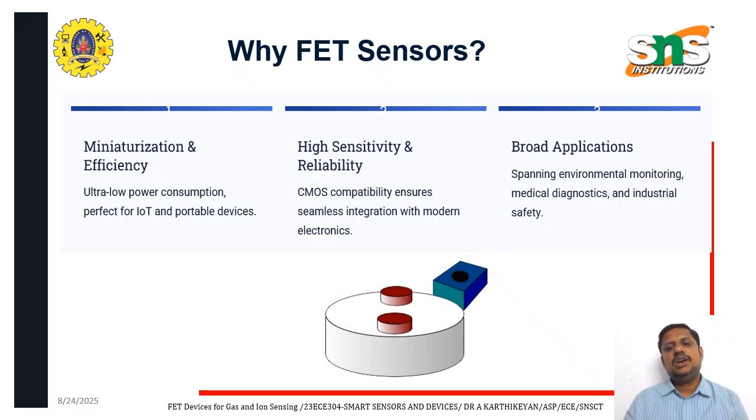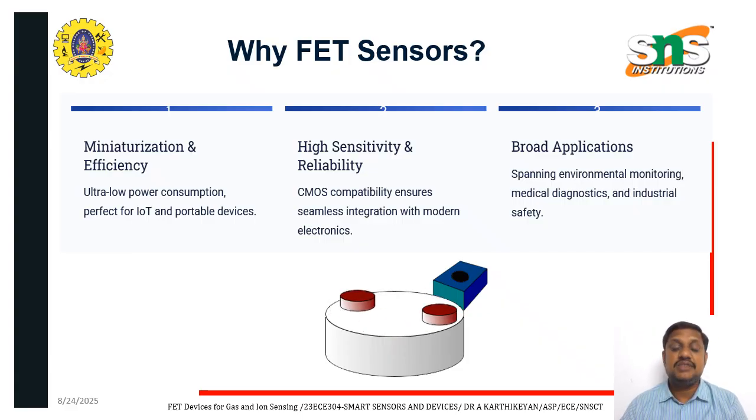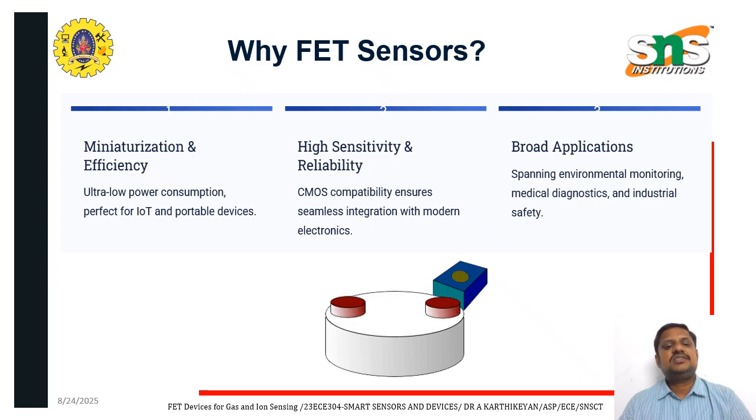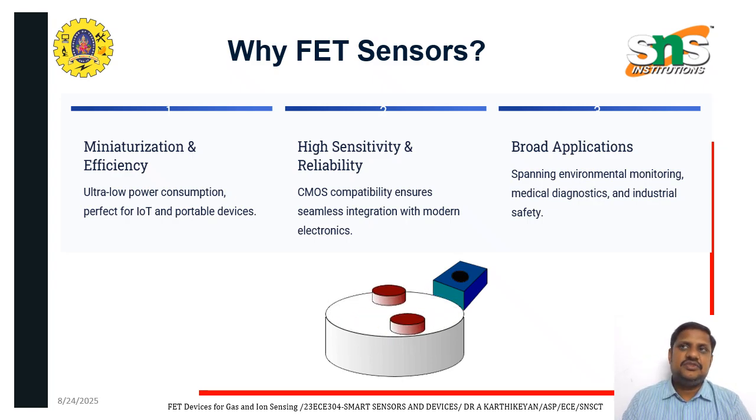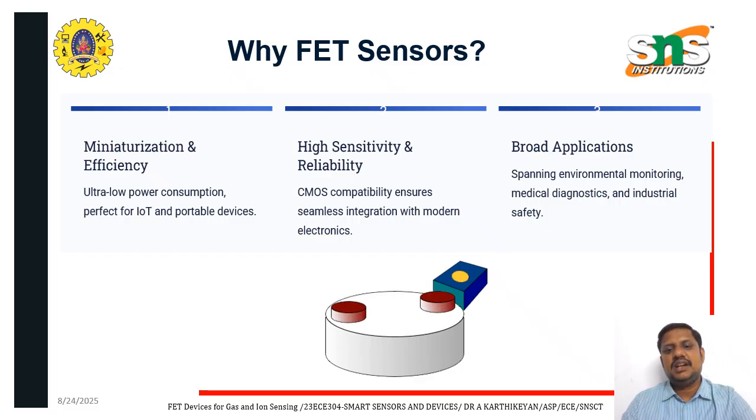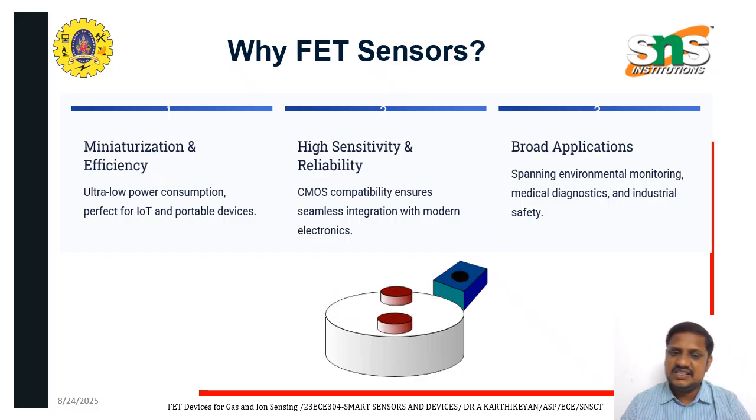Mainly, we use the FET sensor for its miniaturization and efficiency. Miniaturization means the material and the size of the devices are very small, tiny material, and the efficiency is also good. That's why we are using the FET. There is ultra low power consumption here, which is the main advantage, so it is perfectly suitable for IoT and other portable devices. That's the main advantage for choosing the FET sensor.